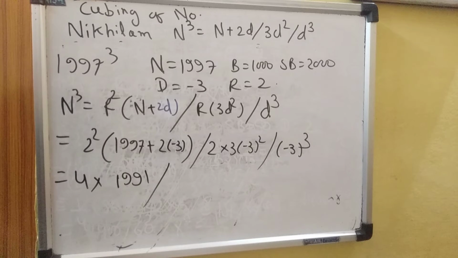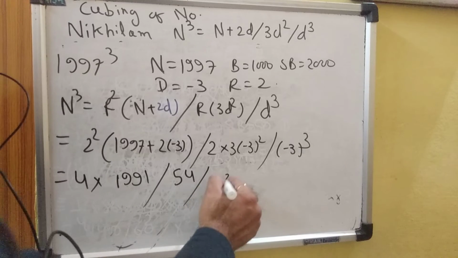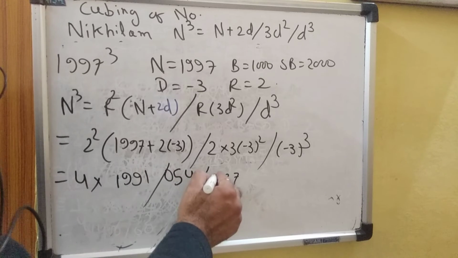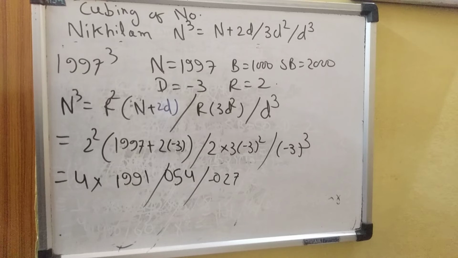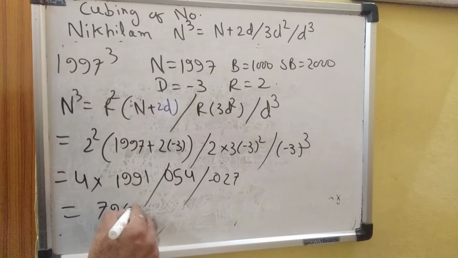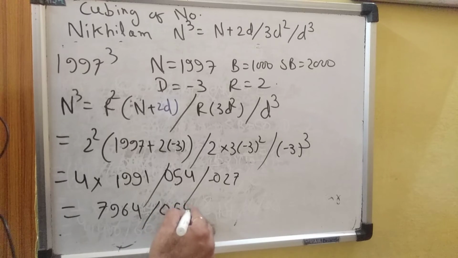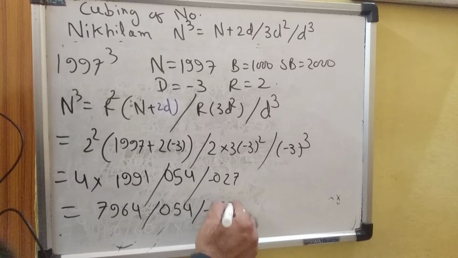And middle part is 27 into 2, 54, and rightmost part is -3 cube, which is equal to -27. But middle part and rightmost part will be of 3 digits, as base 1000 contains 3 zeros. So we put 0 before middle part and before right part to make them 3 digit numbers. Now 4 into 1991 will be 7964, and mid part is 054 and right part is -027.